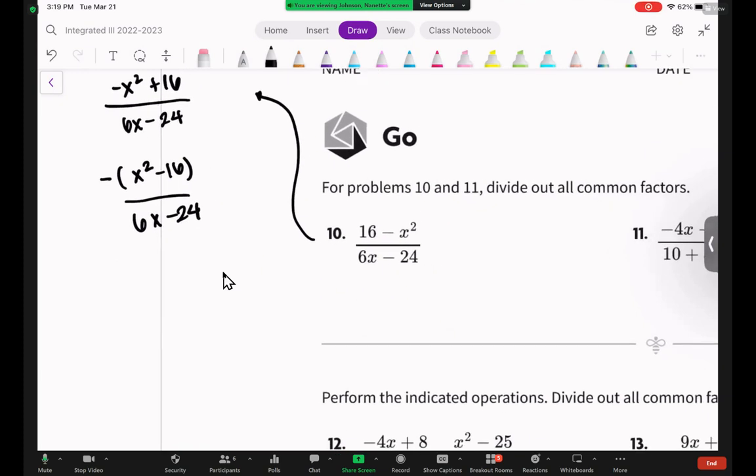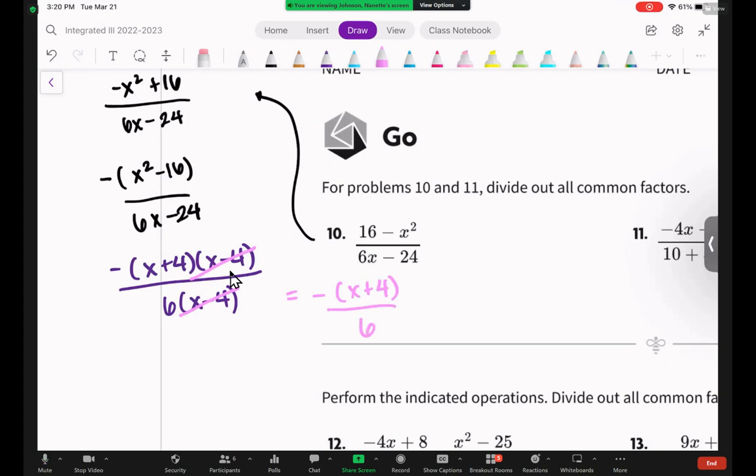So now I'm going to move on to, let's see. I know it's going to be negative x plus 4 and x minus 4 on the top. And on the bottom, what's the greatest common factor here? You're thinking, what can I undistribute? And so the answer is 6, and that's x minus 4. And then you're like, oh, Ms. Johnson, I see a common factor here. And so, yes, you can divide out. So my answer is negative parentheses x plus 4 close divided by 6.